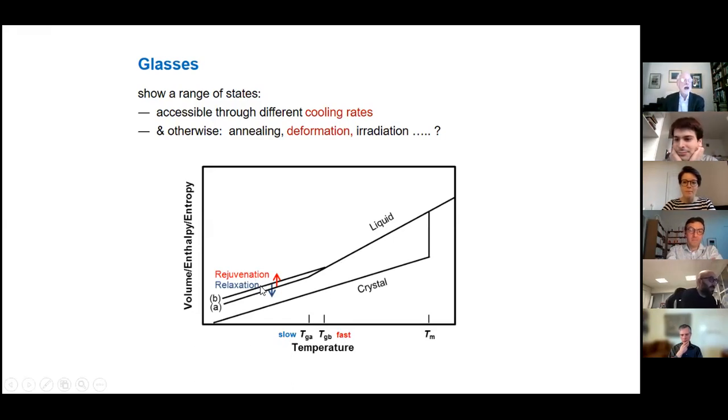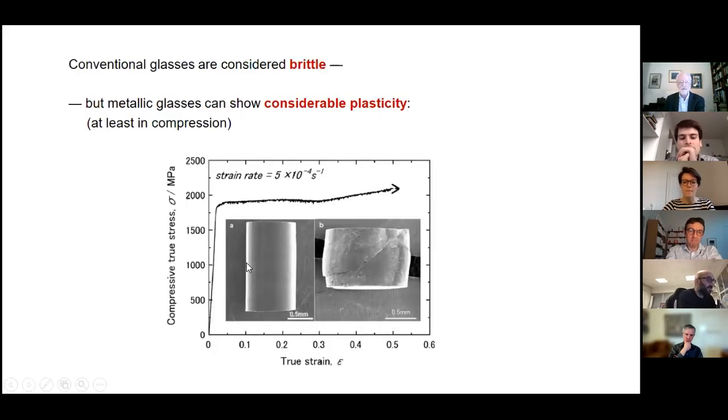You could equally well have an as-cast glass and at ambient temperature try to change its state, its energy. Now, of course, you could do that by some annealing treatment well below TG. You could certainly raise its energy by irradiation. The focus for this talk will be something that would be rather unusual in the broader world of glasses, and that is using mechanical plastic deformation as the way of changing the structure.